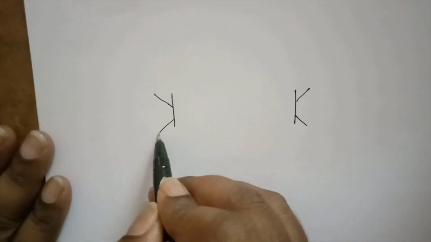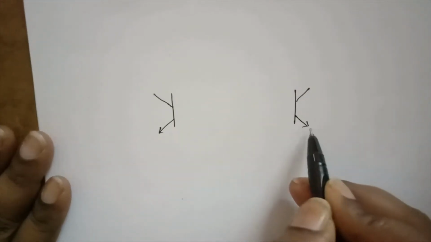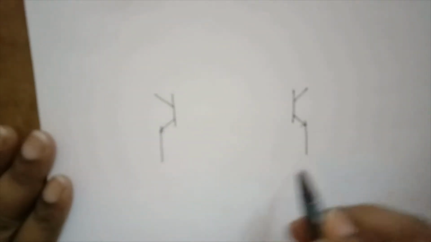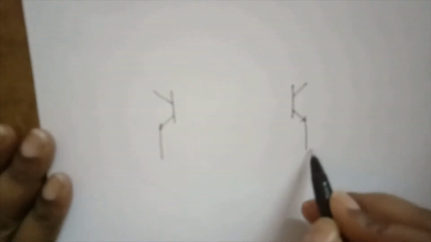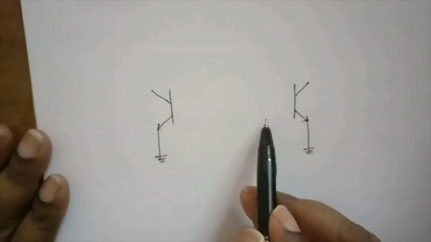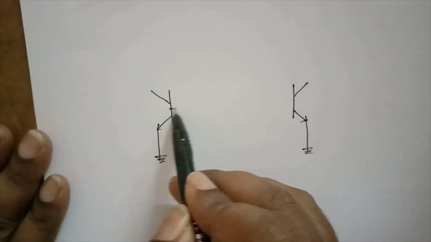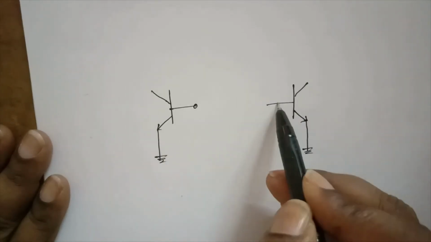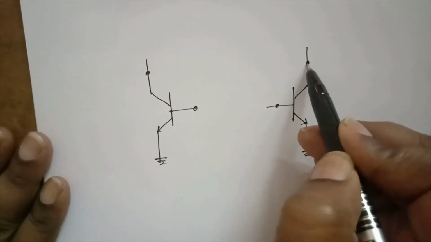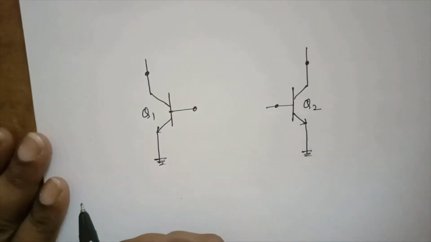The transistor has three terminals, and one of them is marked with an arrow, which indicates the emitter terminal. Here I have grounded these terminals, so that indicates that the transistor is operated in common emitter configuration mode. That means the input is applied at the base terminal and the output is taken at the collector terminal. Let us assume that this is the transistor Q1 and this one is the transistor Q2.